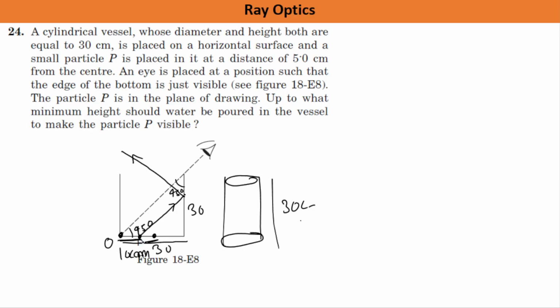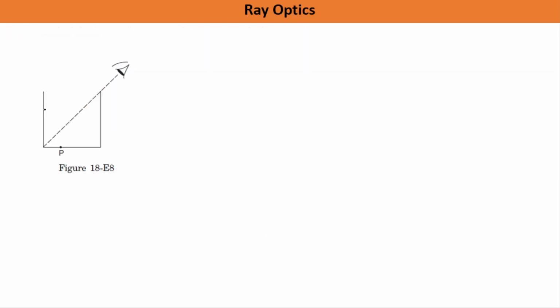Now in order to make it visible, particle P को visible करने के लिए what we are doing, we are filling it with water up to certain height. Okay, so we are being asked up to what minimum height should water be poured in the vessel to make the particle P visible. So let's say we are filling it up to a height of h. So h height तक fill करने से ये visible कैसे हो रहा होगा? Draw the ray diagram for this.